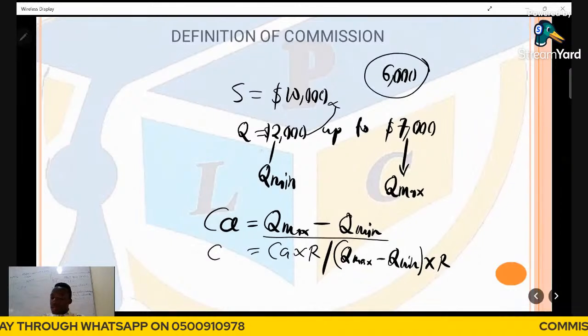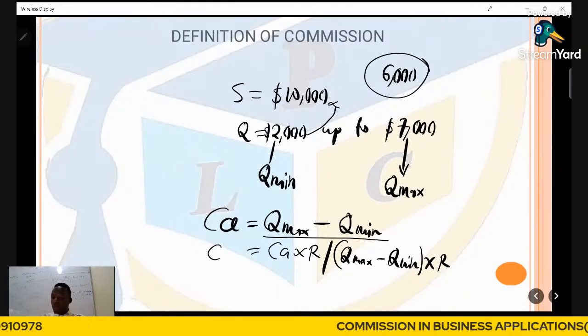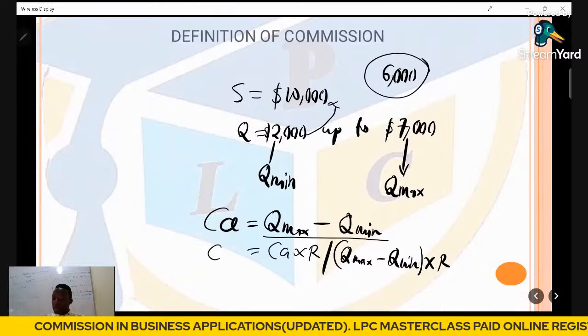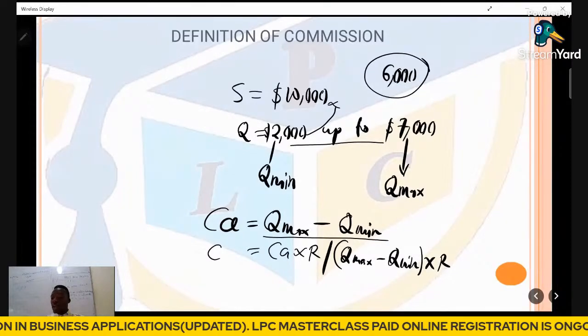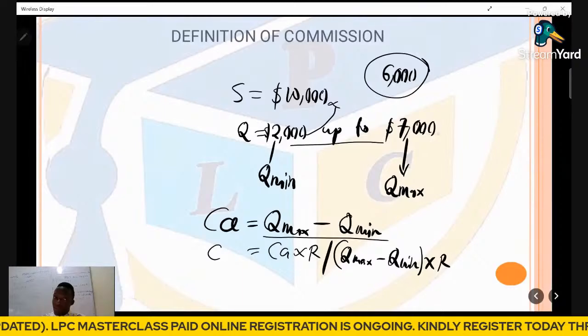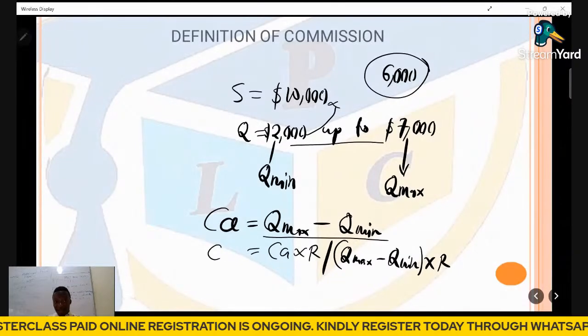When we are comparing the first example, which has sales of 10,000 and then a minimum quota of 2,000 and a maximum quota of 7,000, at this point, or within this range, an agent will earn a full commission if the sales of the agent exceeds the maximum quota. I repeat myself again.